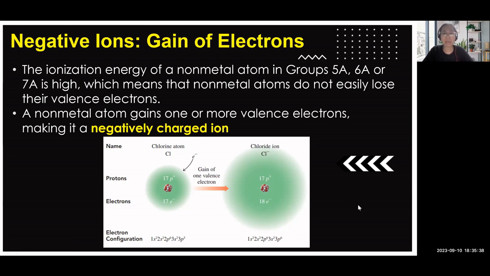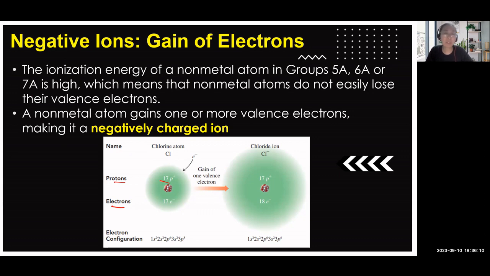Let's take, for example, the case of chlorine. If we say that chlorine as an atom is neutral, if you look at your periodic table, the atomic number of chlorine is 17. That 17 corresponds to the number of protons that you have. If the chlorine atom is electrically neutral, then the net charge is equal to 0. That means you have an equal number of protons and electrons.